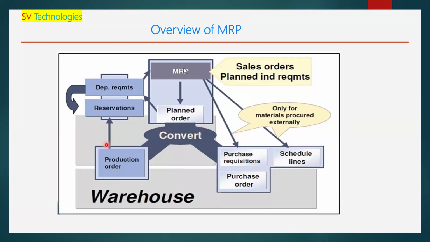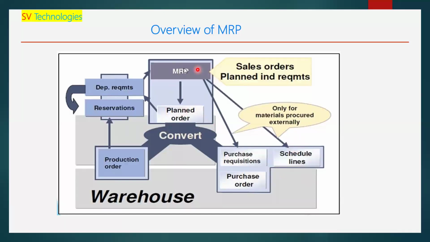Okay, is this clear here? So the main objective of this MRP is generating planned orders and purchase requisitions and schedules with requirement quantity and requirement dates. That is in short. Just try to remember this.